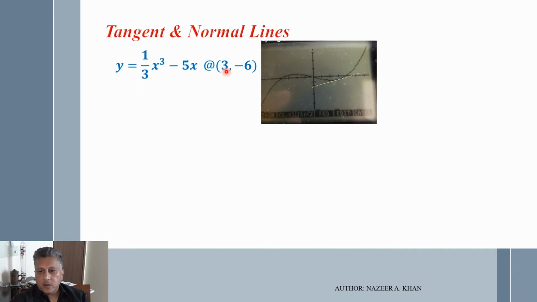We're given a point on that curve, 3 and minus 6, right about there. I put an approximate tangent line in there. We see that the right hand side is rising, so we're expecting a positive slope. The normal line will go through that point. We see that the right hand side of the normal line will be falling. We're expecting a negative slope.